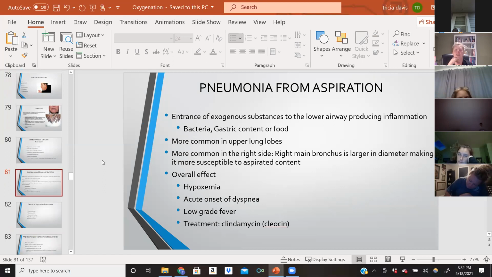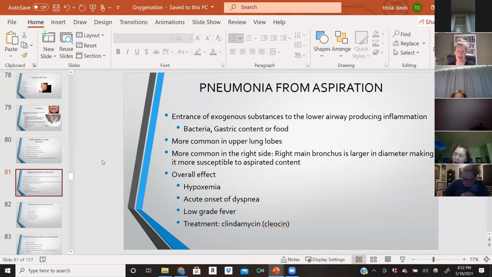So we said that some of our stroke patients can have pneumonia from aspiration. Stroke patients are at big risk for this. This is why we don't have patients take anything by mouth before they have surgery, because some of the medicines we give them can cause them to vomit in their sleep, and then they can aspirate. Pneumonia from aspiration is the entrance of substances to the lower airway that produce inflammation. So it can be bacteria, gastric content, or food.